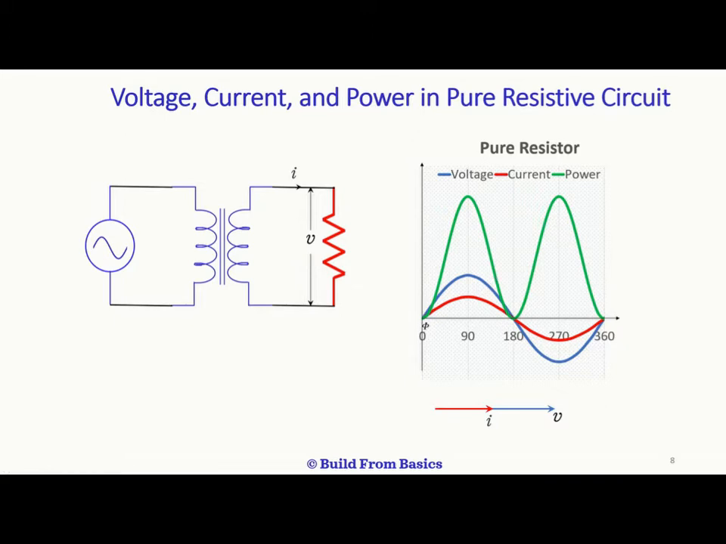Now, if you want to see the average of this power, this purple straight line is the average of the active power. It is shown as a purple dashed line. You see it's exactly positive and it's in the middle of this green curve.